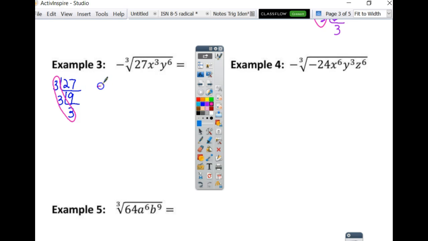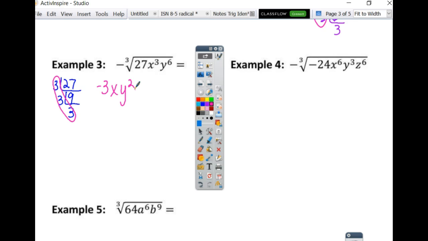So on the outside, I have a negative 3. And this time, instead of dividing by 2, what am I going to divide by? 3. So 3 divided by 3 is 1. 6 divided by 3 is 2. So I get negative 3x y to the second. Is there anything left over? No square root. You only put the square root or the radical sign if there's something left over.